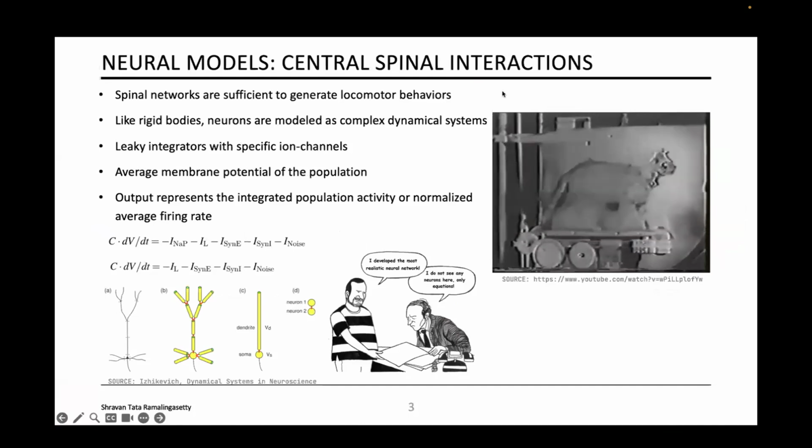Here is a small video of experiments that were done back in the 1900s. It's a decerebrated cat, which means the connection between the brain and the spinal cord has been cut. It is being put on a treadmill and it can actually locomote. So it is an entrainment of movement with the spinal circuits that can lead to behaviors. What this has led to is modeling just the spinal cord is sufficient to have locomotion-like behaviors. And in this work, I'm going to be talking about using neural networks that are closer to biological neurons, but abstracted at certain levels.